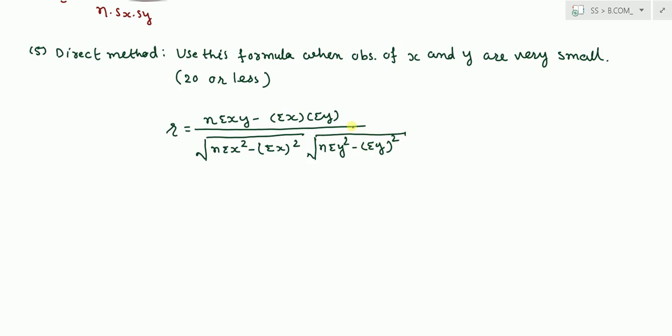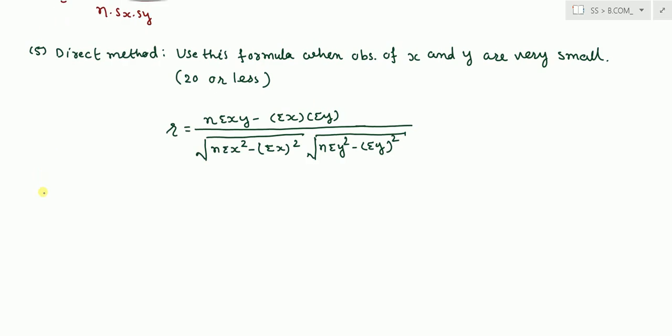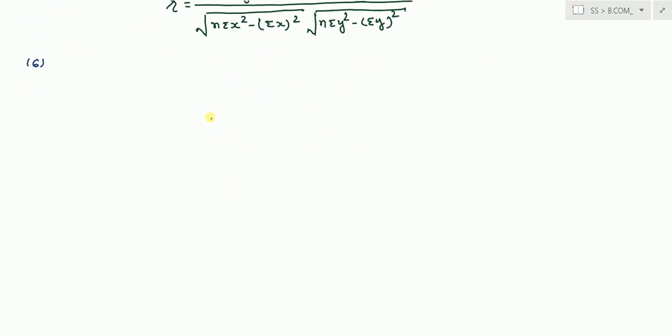It can be used in each and every method of correlation. Okay. Now formula number 6 is most important. 6th number. This is called shortcut method. Or this is also known as a method of assumed mean.